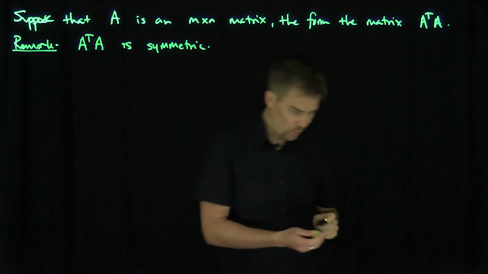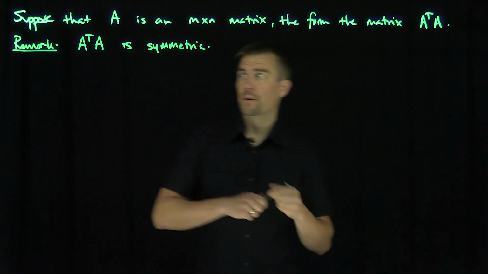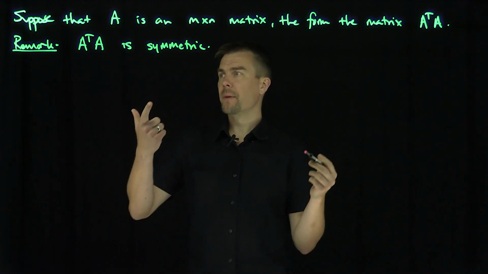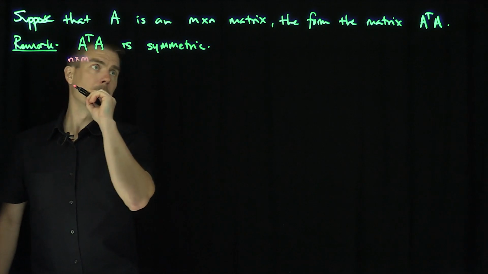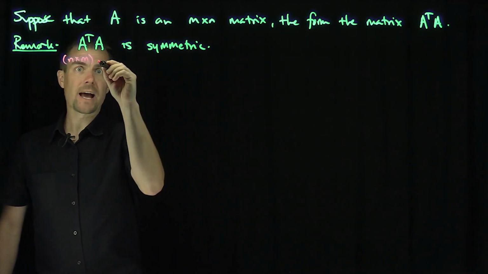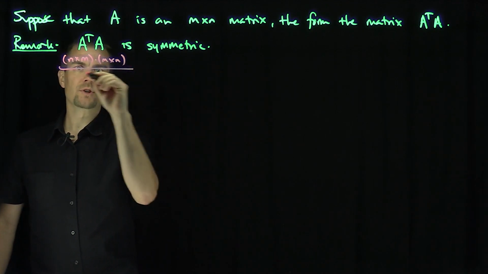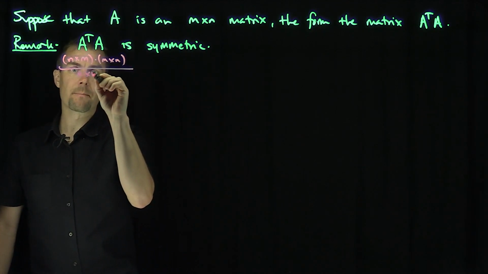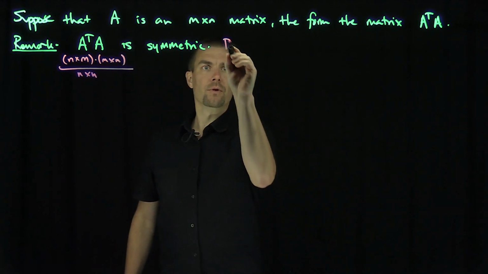Okay? And so we're going to try to understand properties of A in terms of this A transpose A matrix. First of all, what's the dimension of A transpose A? Well, this is going to be an n by m matrix, since I transpose it, times an m by n matrix. So the overall result of A transpose A is an n by n matrix. So the dimension is a little bit different. It's still symmetric though.